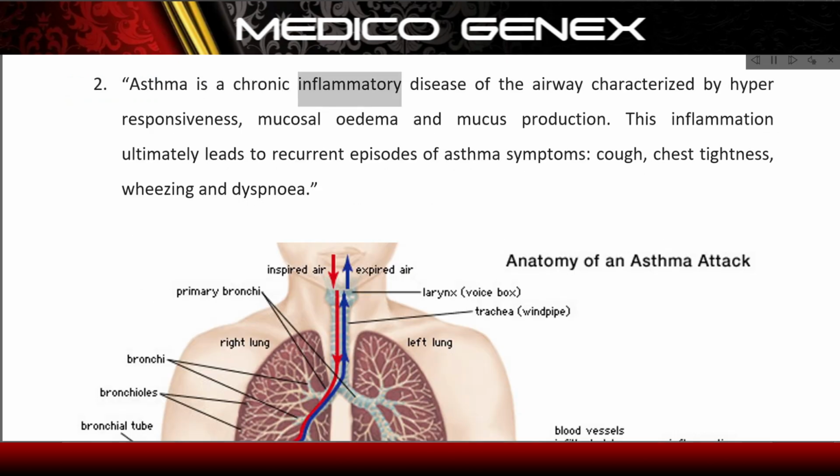Asthma is a chronic inflammatory disease of the airway characterized by hyperresponsiveness, mucosal edema and mucus production. This inflammation ultimately leads to recurrent episodes of asthma symptoms: cough, chest tightness, wheezing and dyspnea.